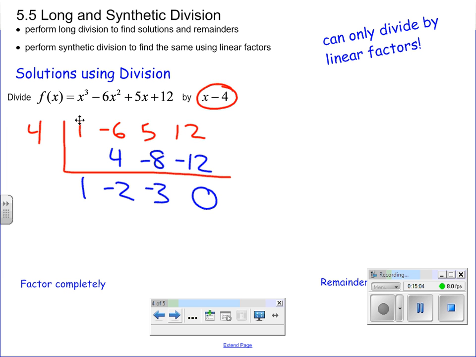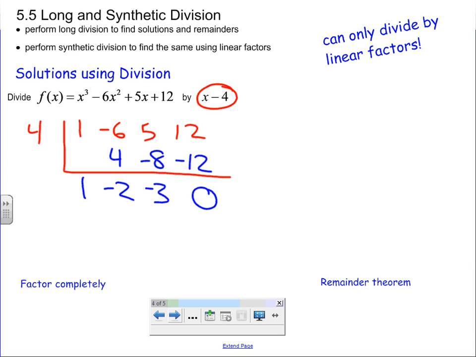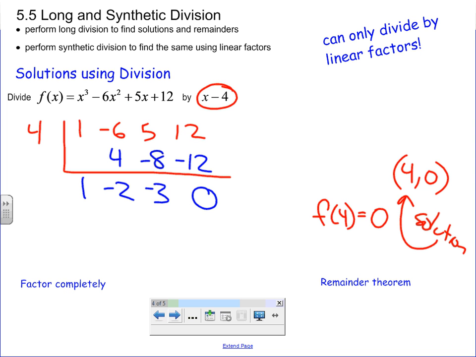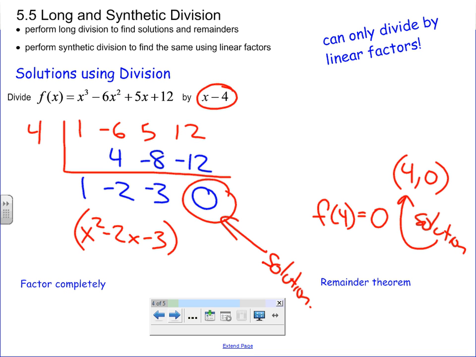So what's that really mean? That really means that if we plug in 4 into this function, we get 0. So what's that at the point? 4 comma 0. This is a solution because it's an x-intercept. So when your remainder goes to 0, that's a way to indicate it's a solution. Okay? So let's take a look here. Let's just write this as a factor. So what we have here, I started with x cubed, so I'm going to go x squared minus 2x minus 3. And if I write it as a factor completely here, I'm going to do x minus 4. Okay? So there is a factor product.